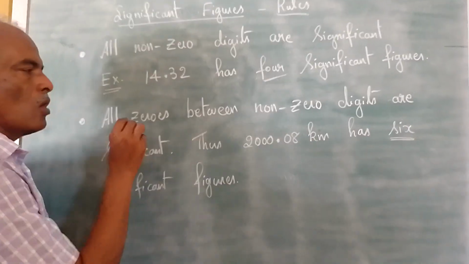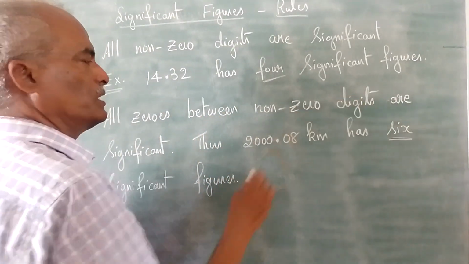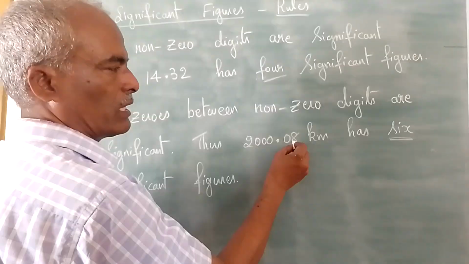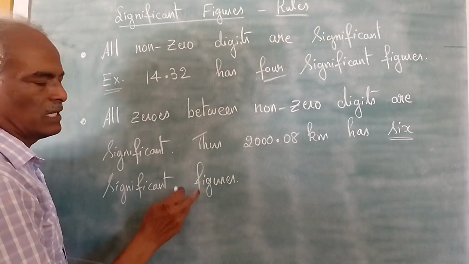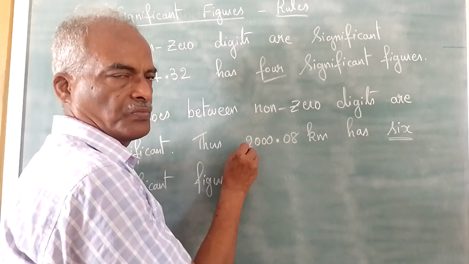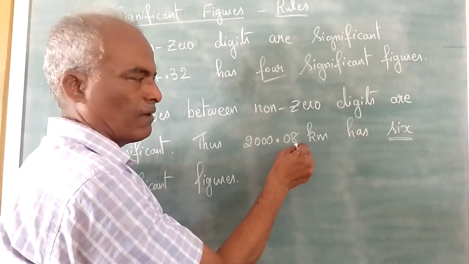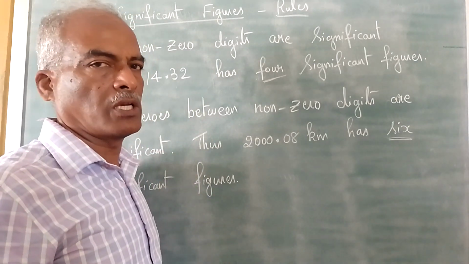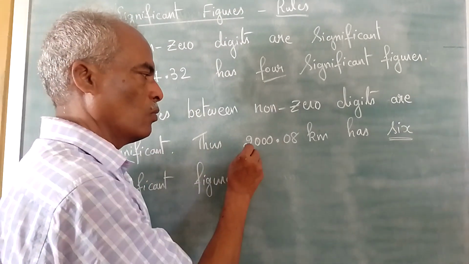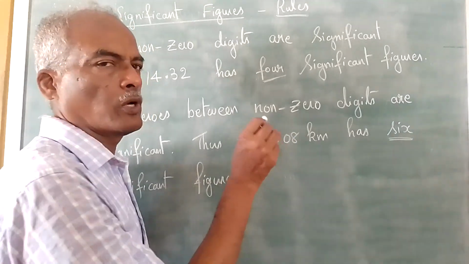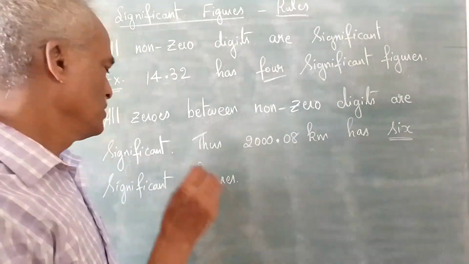Second point, all zeros between non-zero digits are significant. Thus 2000.08 kilometer has 6 significant figures because here we have 2 and last we have 8, and in between we have 4 zeros. Those 4 zeros have to be taken into account. So totally 1, 2, 3, 4, 5, 6. So for this 2000.08 kilometer we have 6 significant figures.